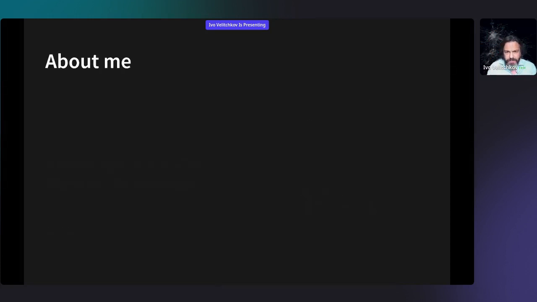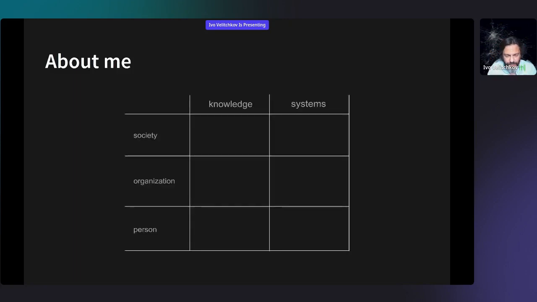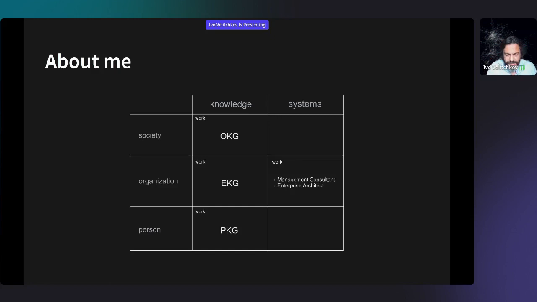And just very quickly, a few words about me. I've worked in various capacities in the last over 25 years, but two themes remained stable: my interest in knowledge in general and in systems. In knowledge, it was from various angles, of course knowledge graphs, but also from the perspective of cognition. And in both these themes, also at different scales: personal, organizational, and societal.